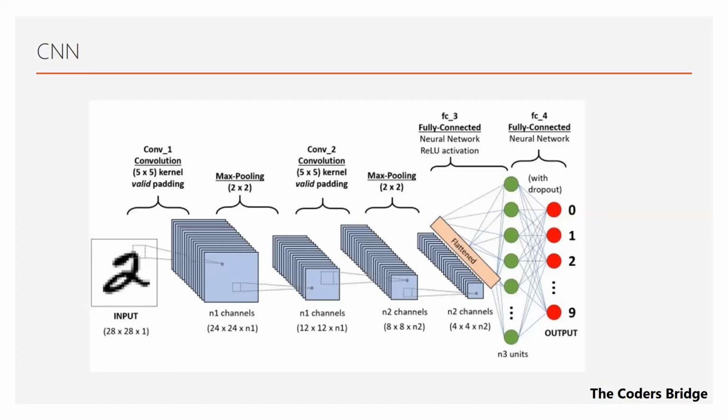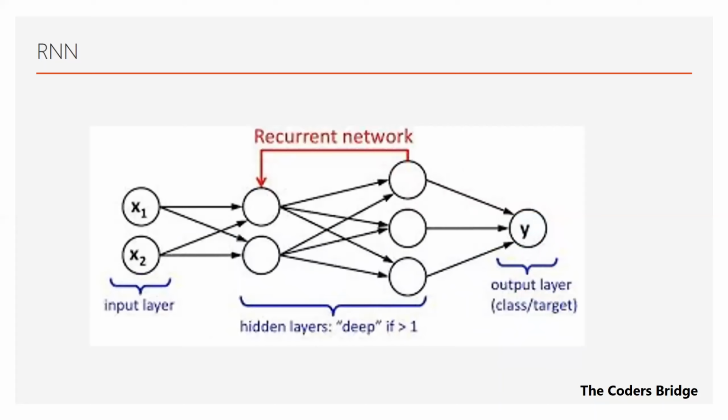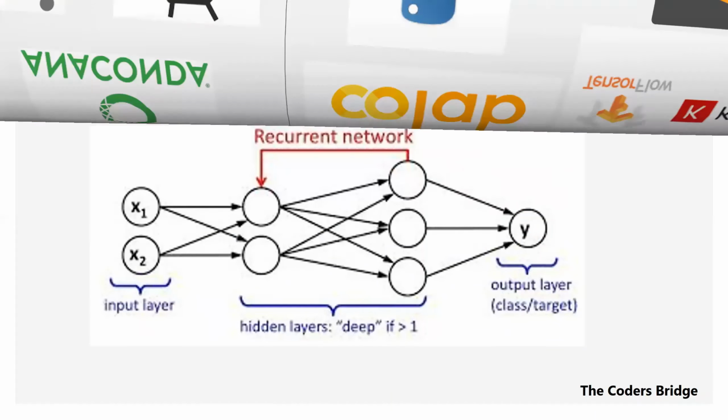Underfitting is, for example, when you are using only one convolutional layer in this CNN model and your model is not giving good output, only 30 or 40 percent. Okay, we saw RNN as well. Let's move to the next slide.